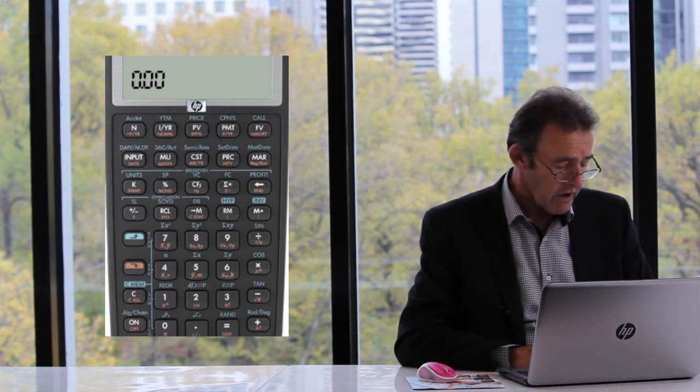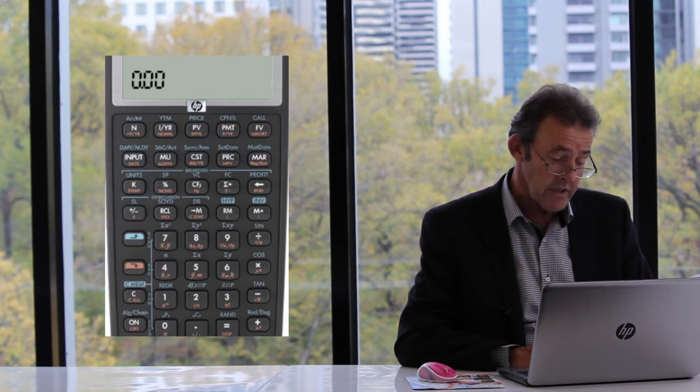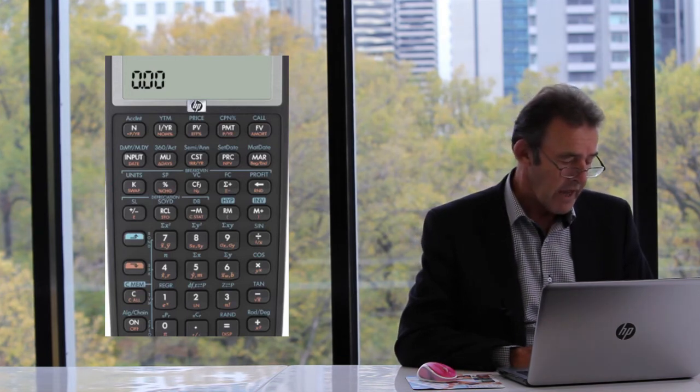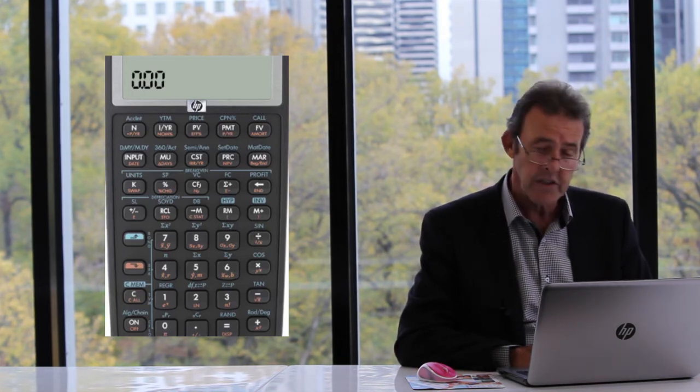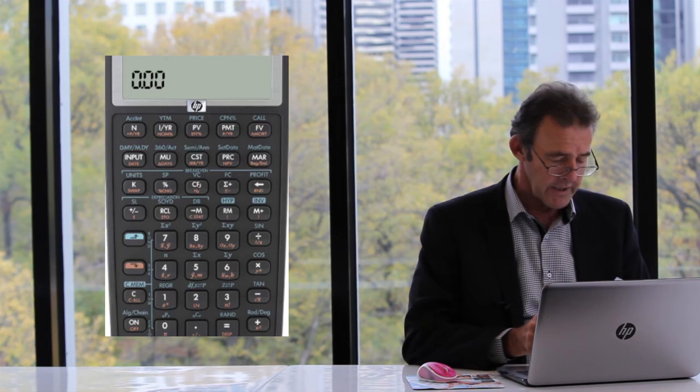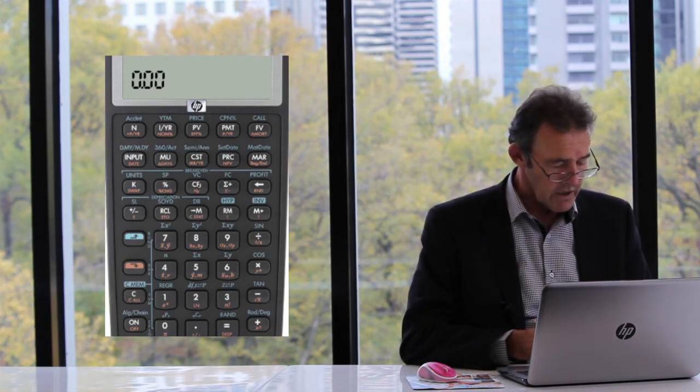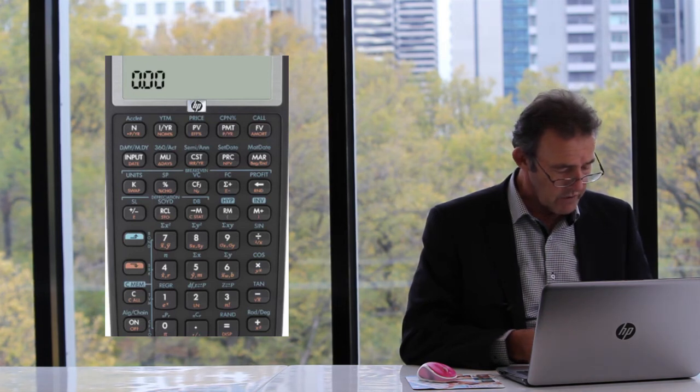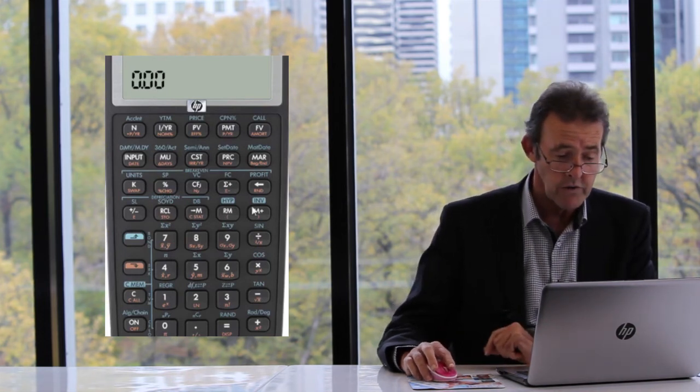The client wants a loan for $200,000 with an interest rate of 7.5% over 25 years. How much will be owing in 10 years' time? Well, let's see if we can work that out. So what we need to do is calculate the monthly repayment. So let's start from scratch. We all know how to do that.